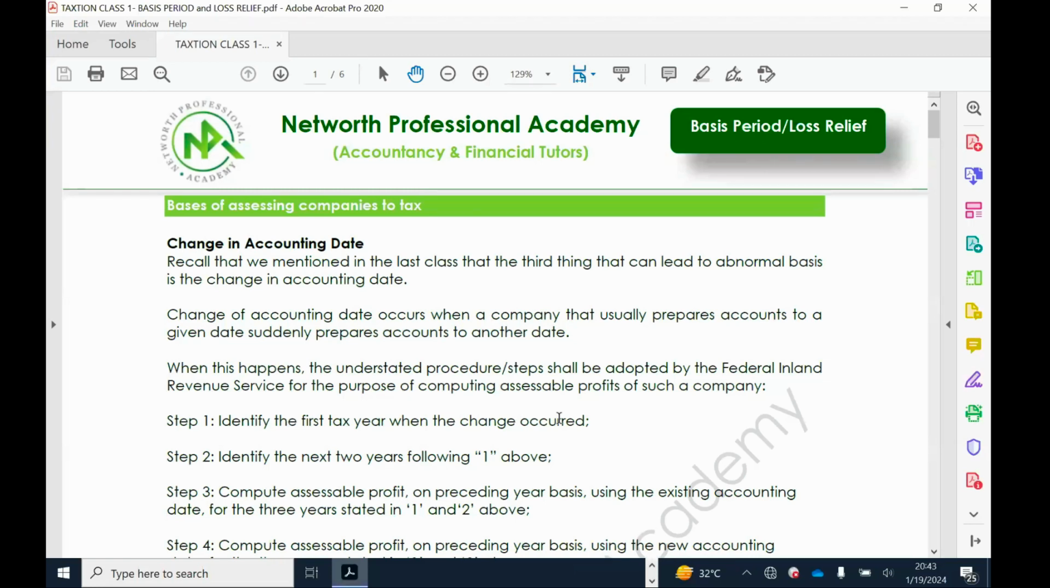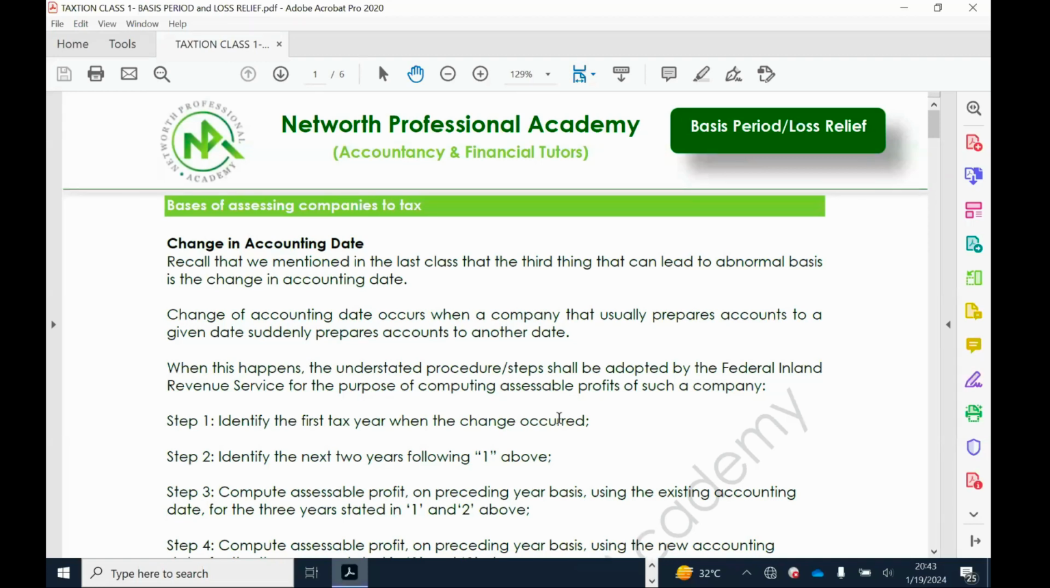Then we talked about abnormal basis. We said abnormal basis is like the direct opposite of normal basis. Number one, it will have a number of months that is not equal to 12. It can be less than 12 or more than 12. We saw examples last week. We also said that it will not begin immediately after the previous one ends.